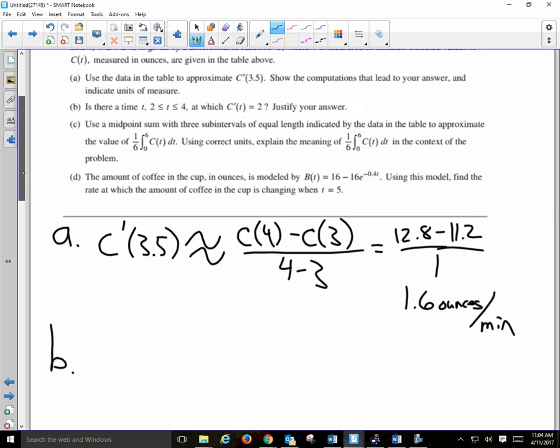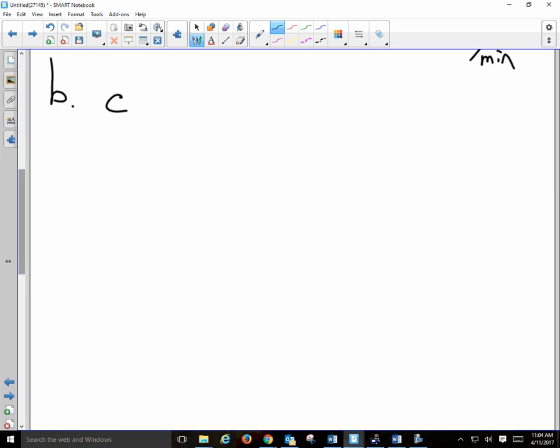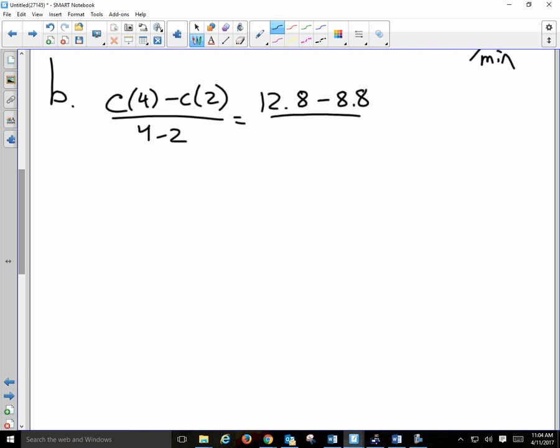Okay, let's look at B. Is there a time between 2 and 4 for which C prime is equal to 2? Let's look at the rate of change, the slope between 2 and 4. Let's find out what that is. C of 4 minus C of 2 divided by 4 minus 2. What is C of 4? 12.8. What's C of 2? 8.8 divided by 2. And I get 2. 2 what?